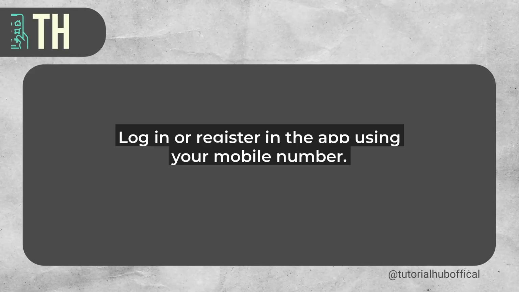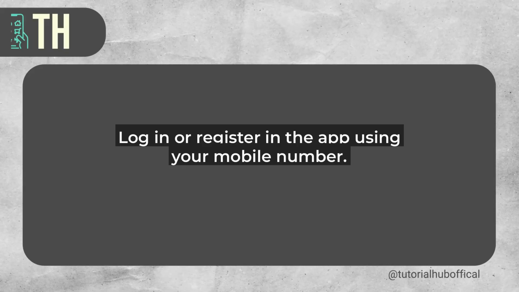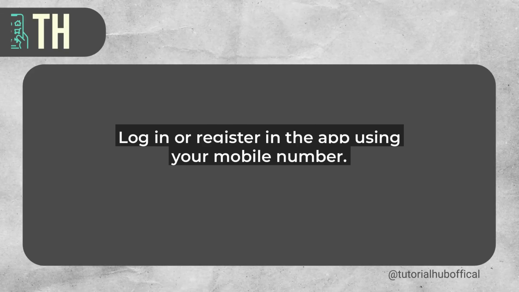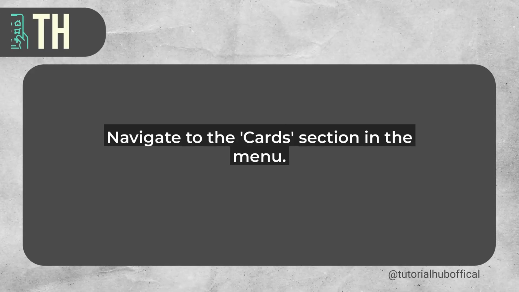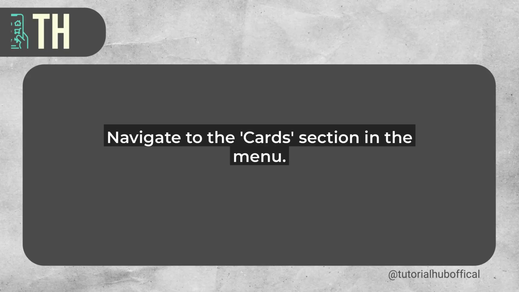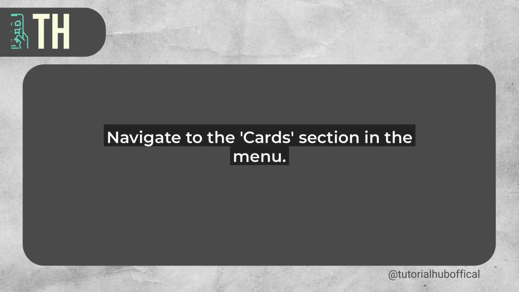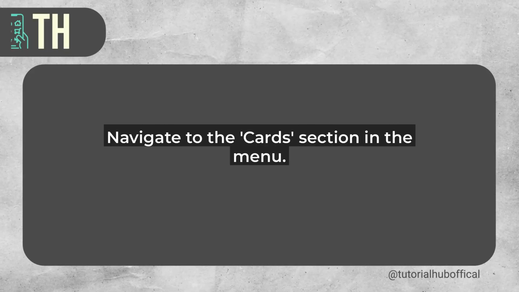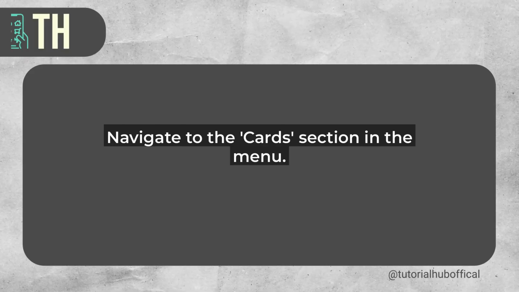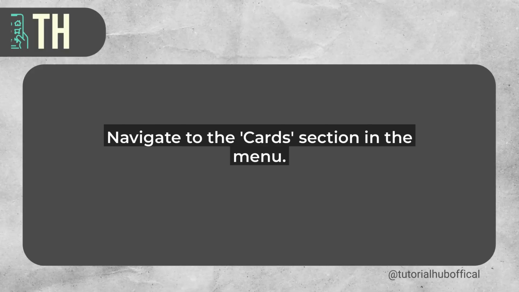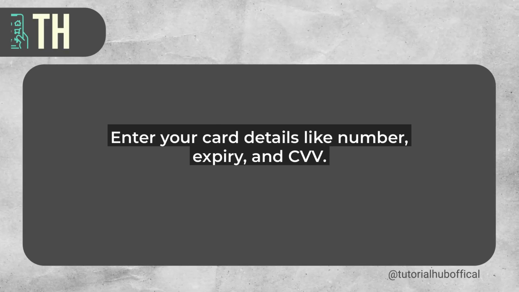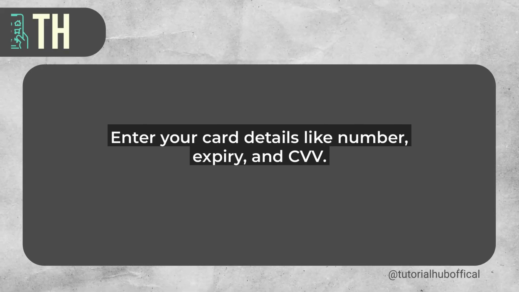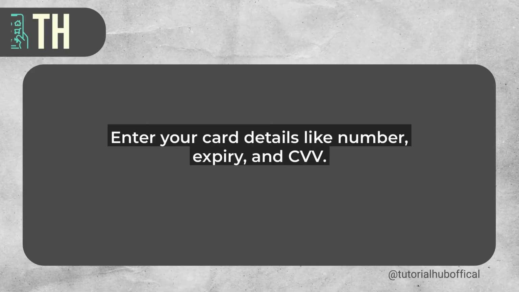It's quick and secure. Now, once you're logged in, navigate to the Cards or My Cards section in the menu. This is usually found on the home screen or under Settings. Look for an icon that looks like a card. Here, you'll find the option to activate your ATM card. Click on it and enter the required details, like your card number, expiry date, and the CVV code from the back of your card. Double-check everything to avoid errors.